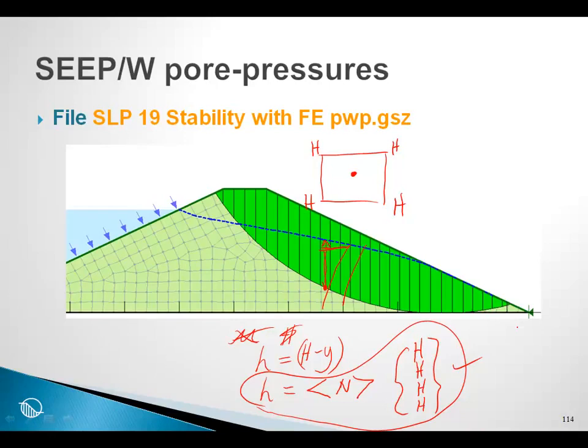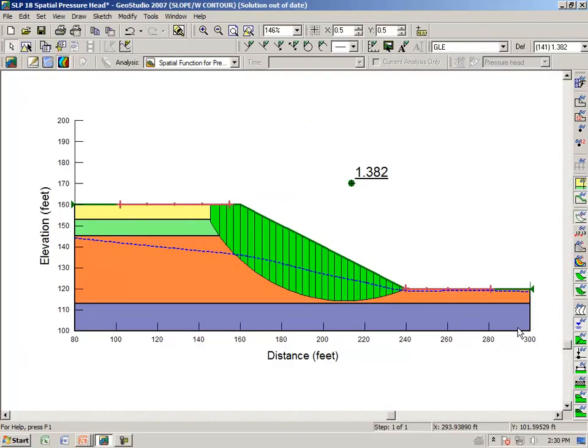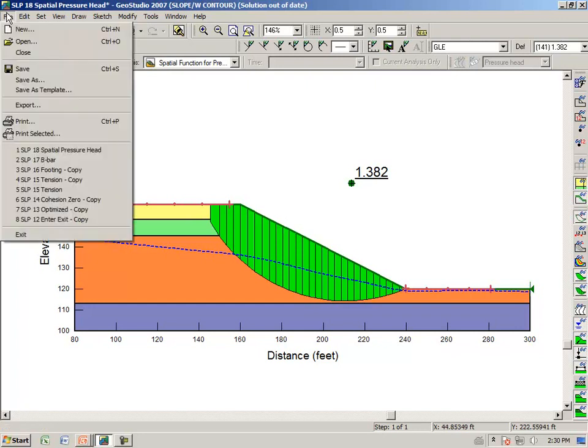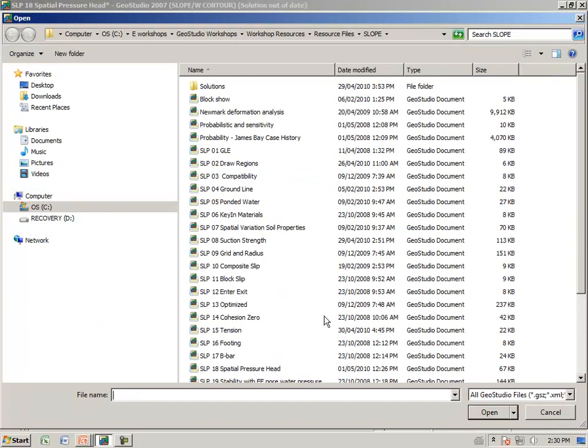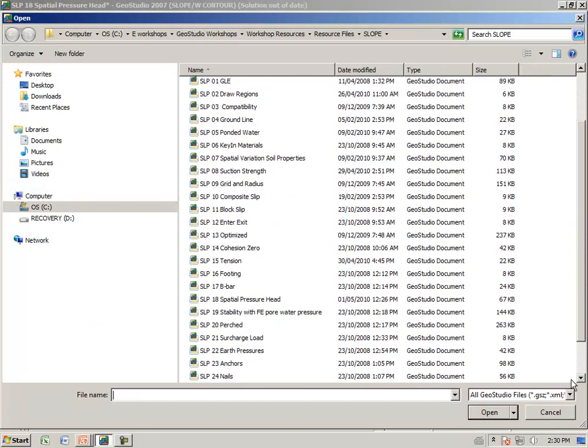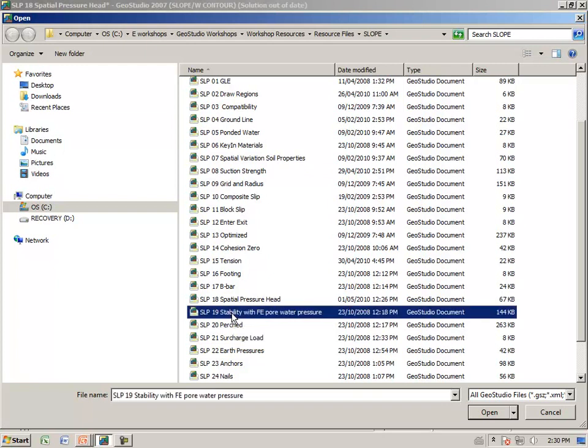Let us go to GeoStudio now and open up SLP09. File, open. SLP19.